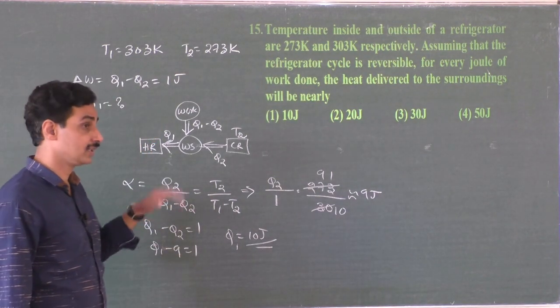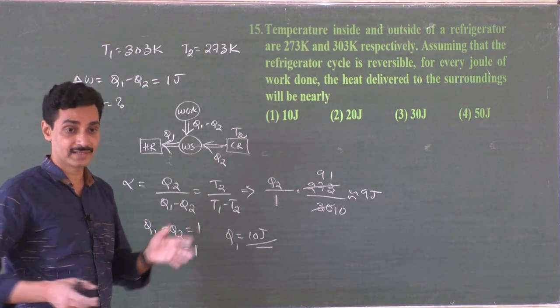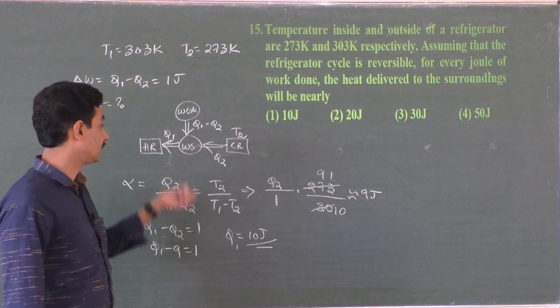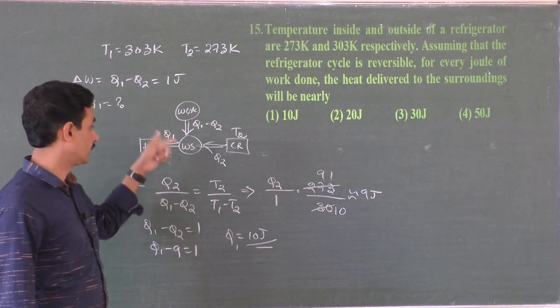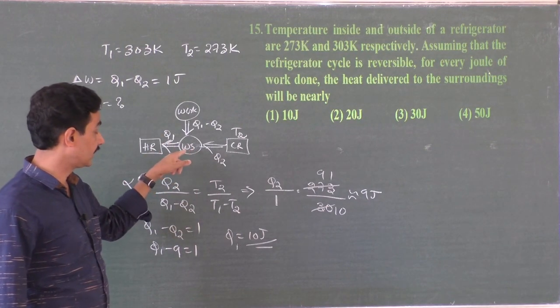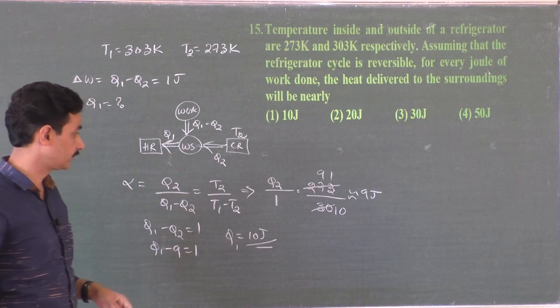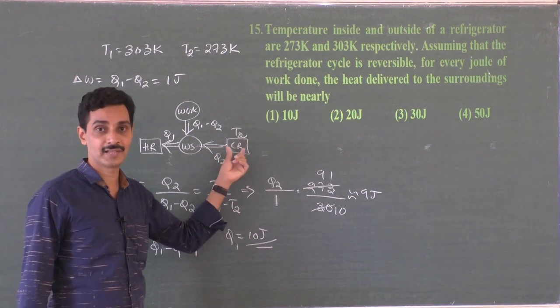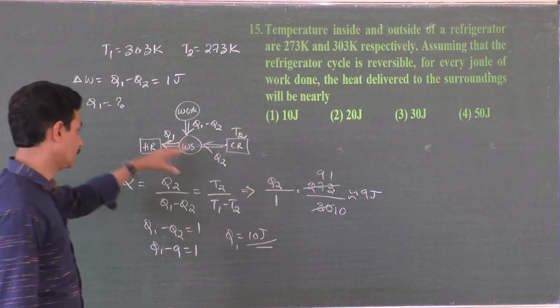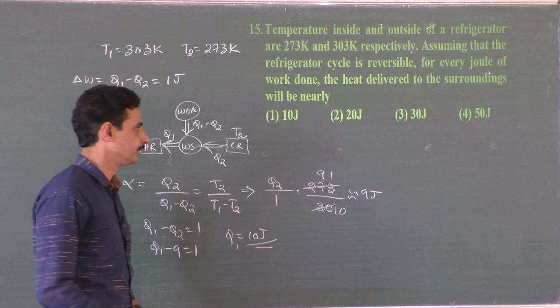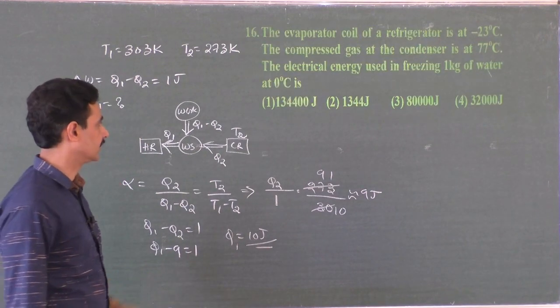So using electrical energy, we compress the gas using a compressor, and for that we need 1 joule of work, and using that energy, it absorbs 9 joules of heat from the commodities kept inside the refrigerator, and the total delivered outside is 10 joules. Okay, reverse of Carnot cycle.